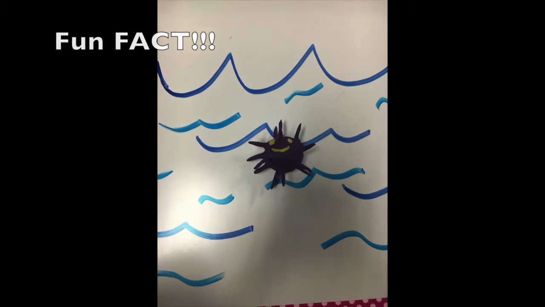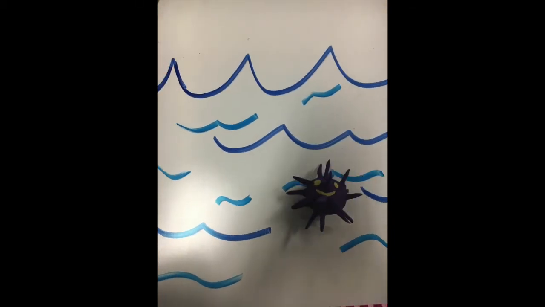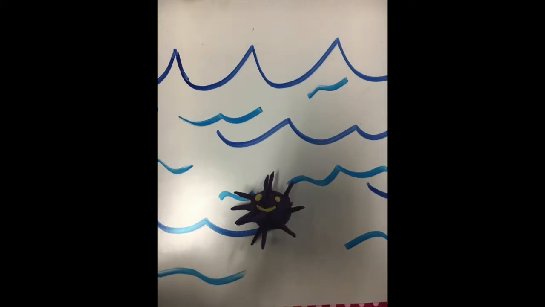Here's a fun fact about sea urchins. Red sea urchins have the longest lifespan on Earth. They can survive up to 200 years in the wild.